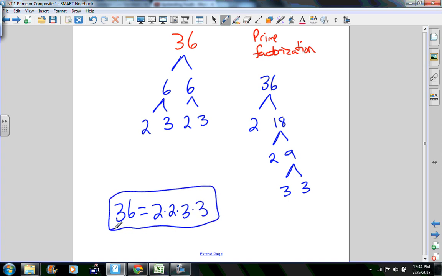Now, if you wanted to check your answer, all you would have to do is multiply that back out. 2 times 2 is 4. 4 times 3 is 12. 12 times 3 is 36. And if you did it correctly, you'll get that right answer.